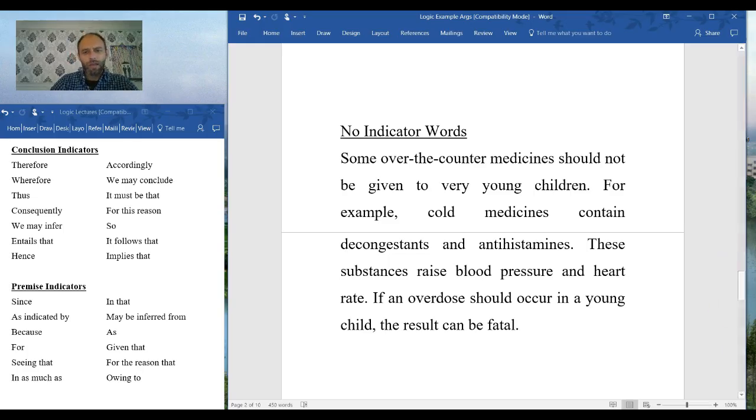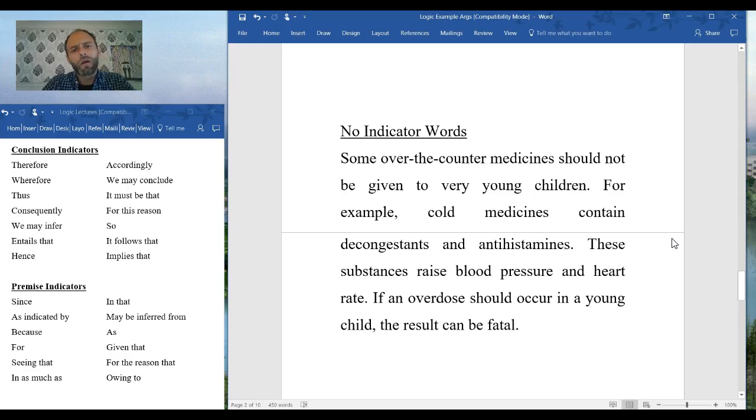So we scan for indicator words. We see this word for, but it comes with for example. So that won't count as a clean indicator word with just the word for. So we don't have great indicator words here. So we're going to have to look at what the statements say and try to figure out which statements support the other statement.